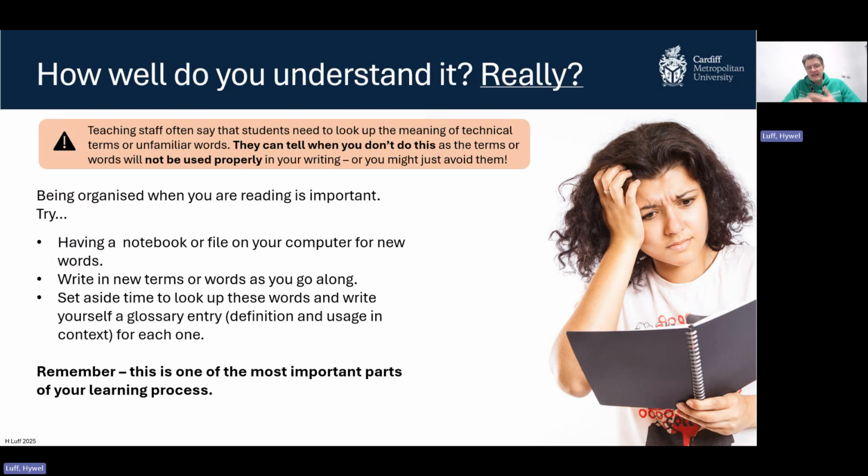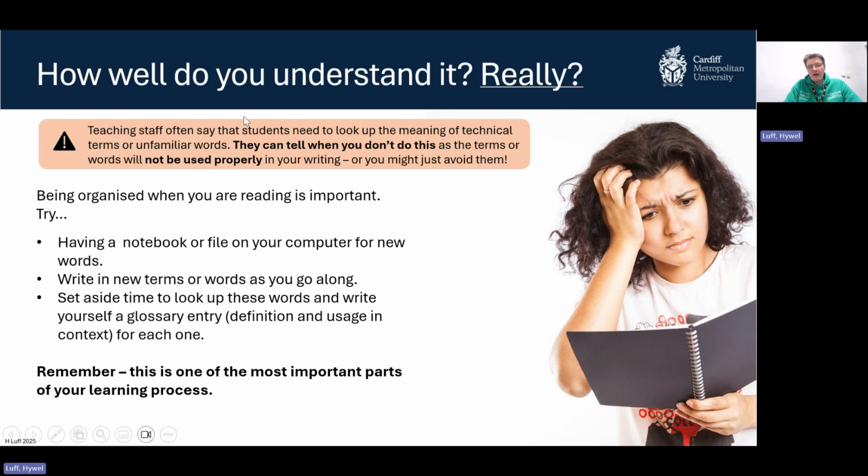Okay, and this digging into what you're reading and being really reflective about how much you understand something is a really important part of your learning process. Okay, and it requires a bit of thought. And you've got to remember at that point that hitting something you don't know is a good thing. It's not a bad thing. It's a fine thing.